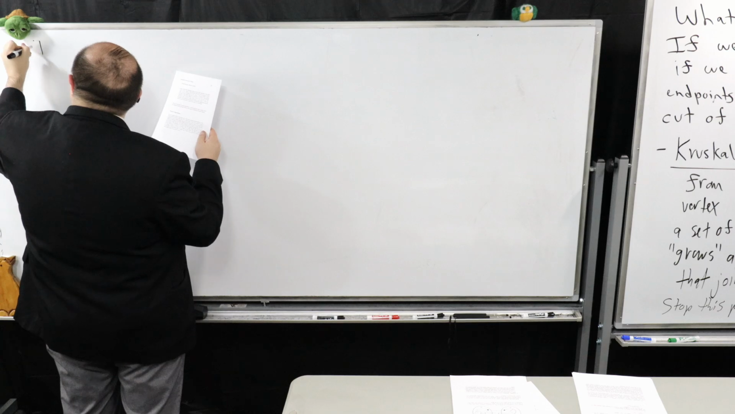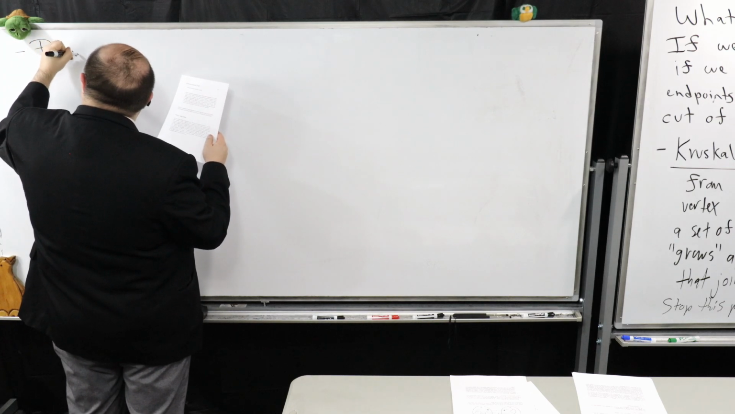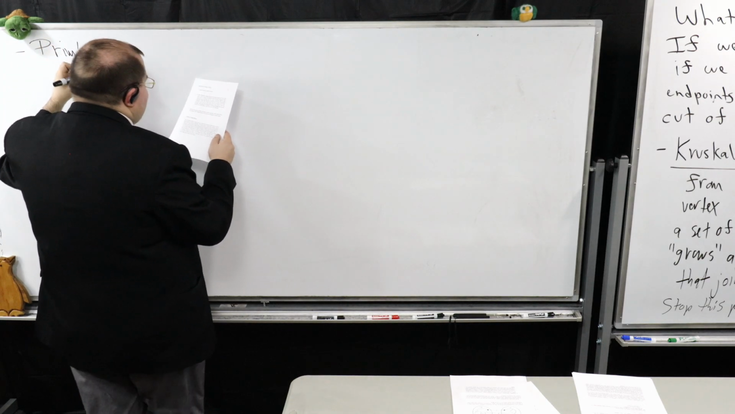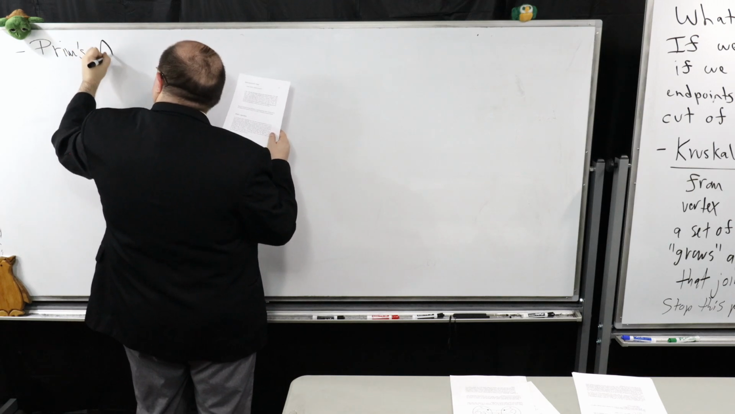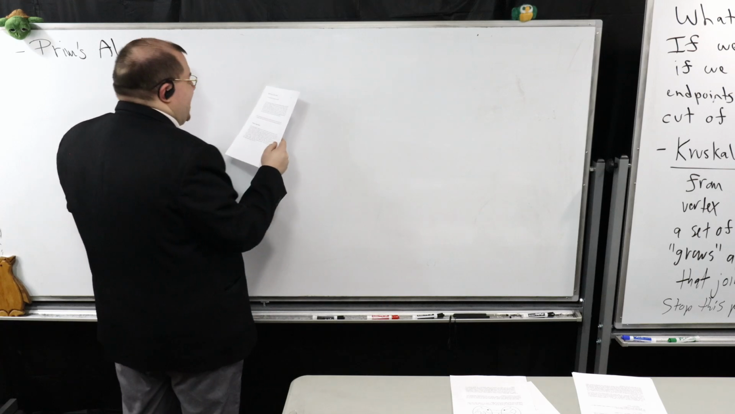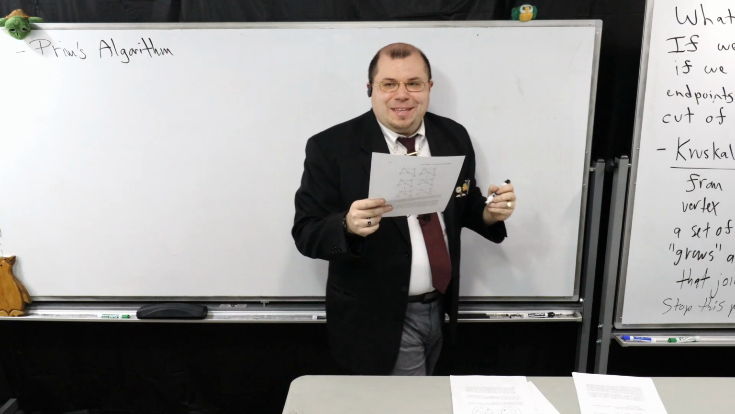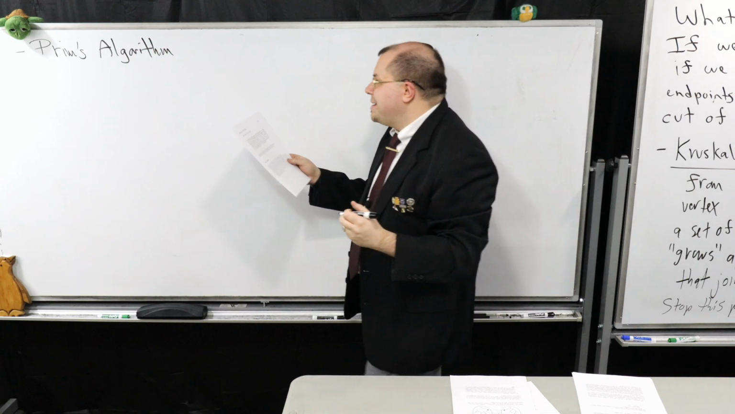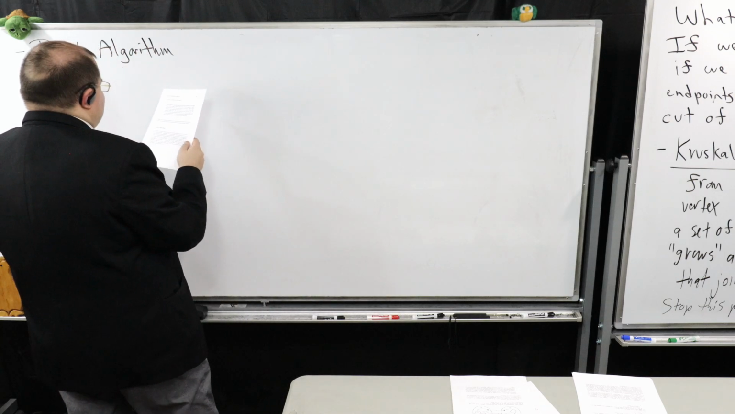So the other one is Prim's algorithm. Some people call it Prim-Jarnik. This is because Jarnik can claim credit, because he came up with the algorithm before Prim did. But it's often called just Prim's algorithm or Prim-Jarnik.